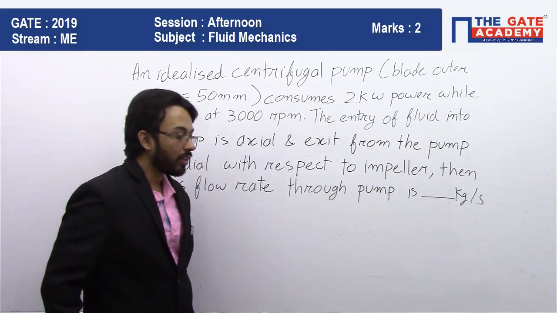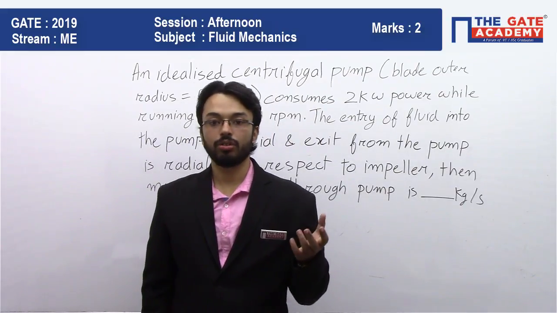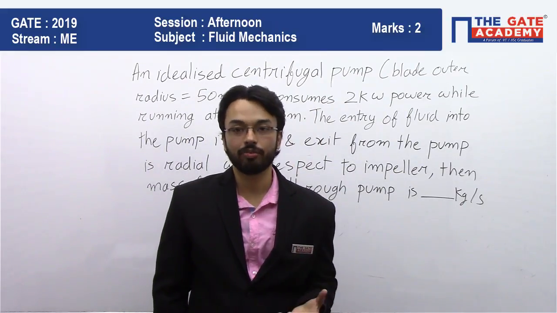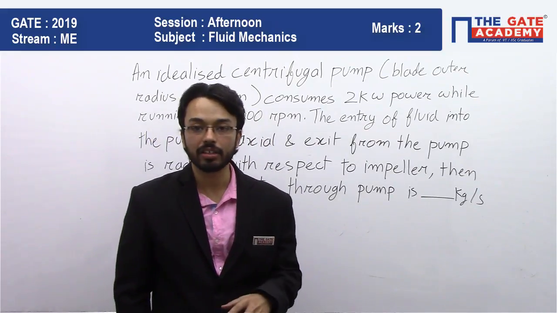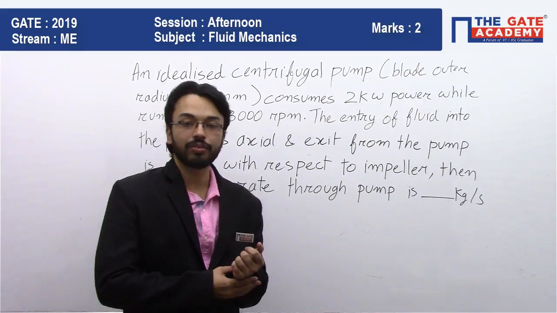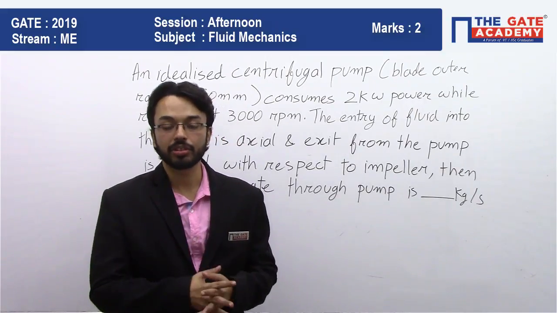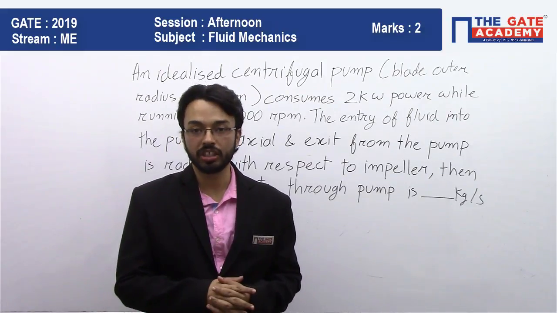So first thing, how can we solve this problem? Even if you are not familiar with the concept of pump, we can solve this question just by reversing our concept of centrifugal turbines. As we know, in turbines, the power produced is rho QGH.